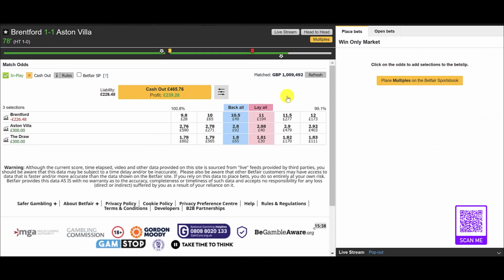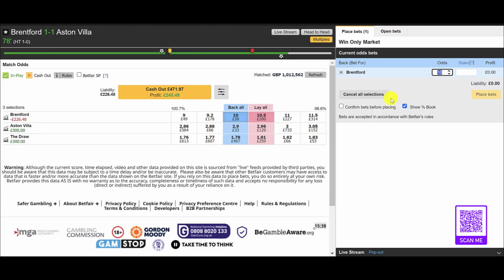78 minutes on the clock. We've got the goal we were looking for. We were right to turn the screw. It's now Brentford 1, Aston Villa 1. So the equaliser has arrived, and it was the equaliser we were expecting.